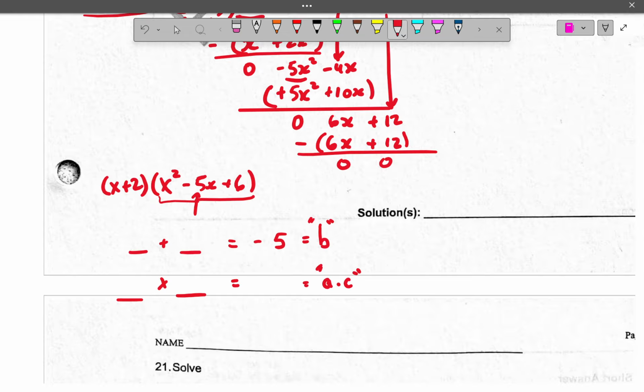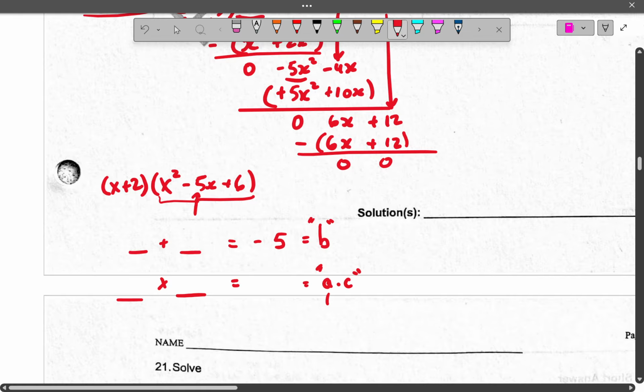So our a here is 1, which is the coefficient of the x squared term. And then our c here is positive 6, so a times c is 1 times 6, or just 6. So I'm looking for two numbers that add up to negative 5, and when multiplied together give me 6, and that would be negative 2 and negative 3.